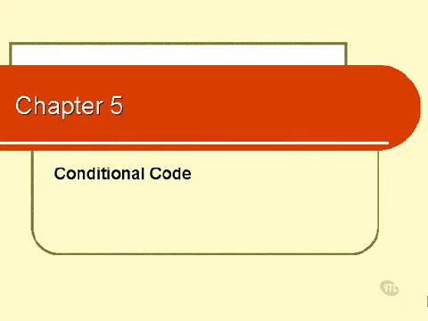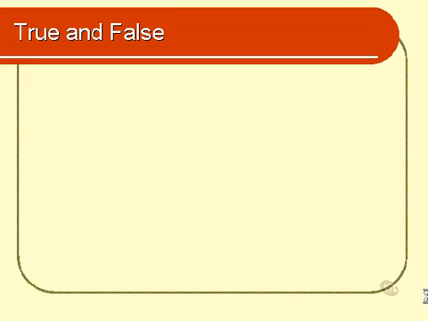So let's begin. We'll begin with the most important concept that we have to learn in this chapter, and that is the notion of true and false. Now, we probably already understand what true and false is from a social perspective, and probably even from a logical perspective. But we need to understand true and false as it pertains to shell programming. So let's look at what I mean by that.